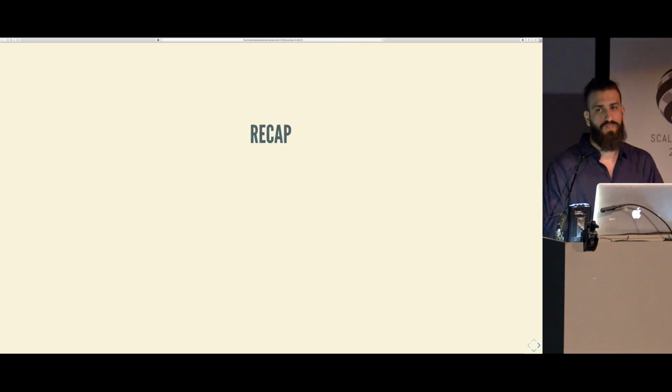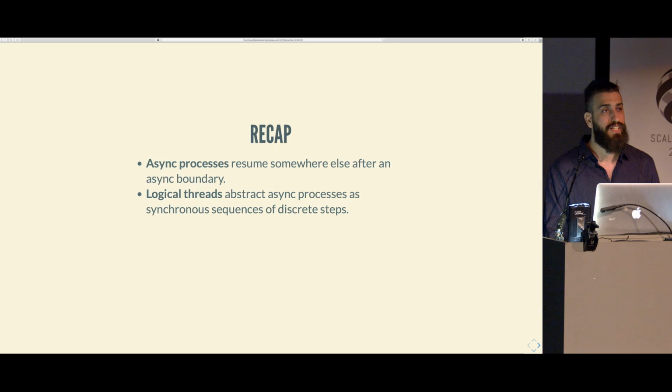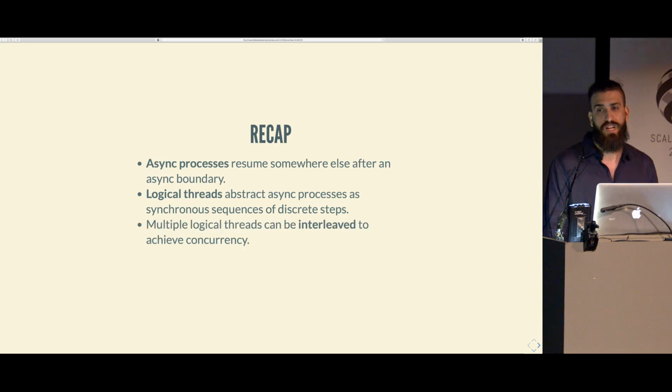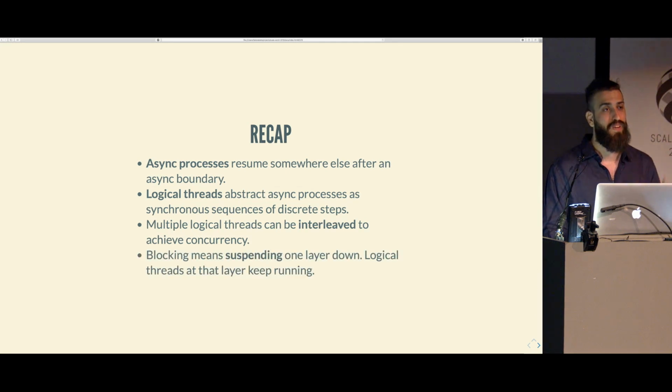So, quick recap of this section. Async processes resume somewhere else after an async boundary. And logical threads abstract async processes as synchronous sequences of discrete steps. So, very simple abstraction. And then multiple logical threads can be interleaved to achieve concurrency. And finally, blocking means suspending one layer down. And critically, logical threads at that layer keep running.